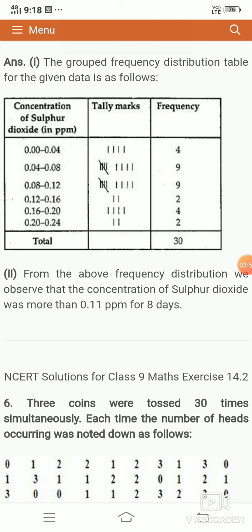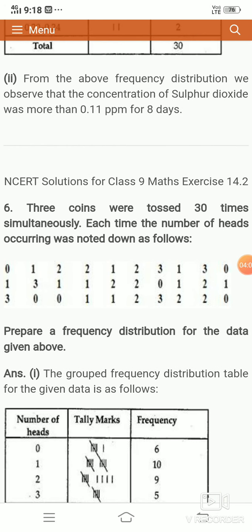Next, 3 coins were tossed 30 times simultaneously. Each time, the number of heads occurring was noted down as follows. Simultaneously means that at a time we toss 3 coins. We can get 3 heads, or 2 heads, or 1 head, or nothing, that is no head. Using this we may count the number of heads.